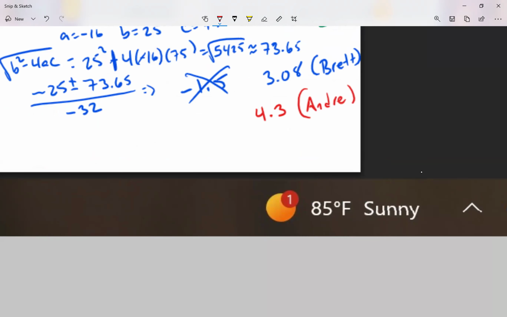So Brett was up in the air for 3.08 seconds. Andre was up in the air for 4.3 seconds. So the ball that was up in the air the longest, I'm just going to say Andre.